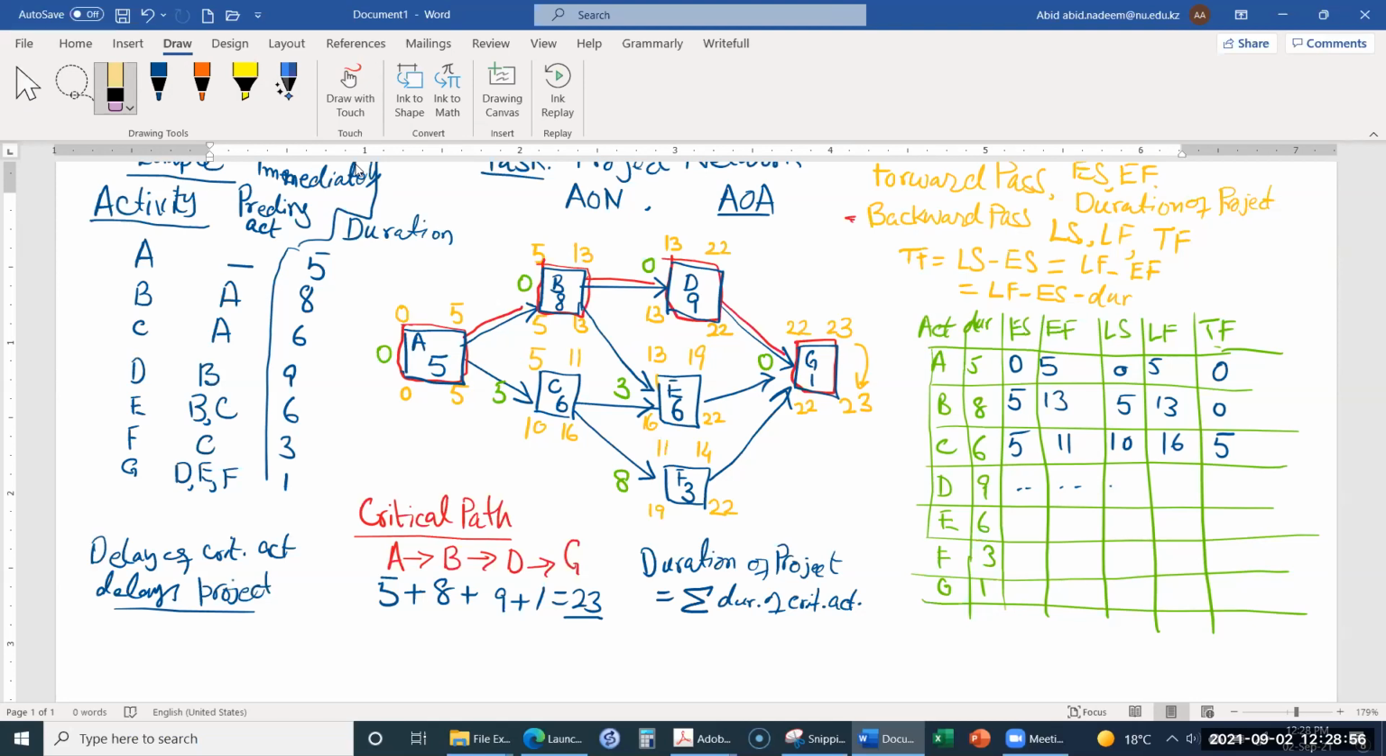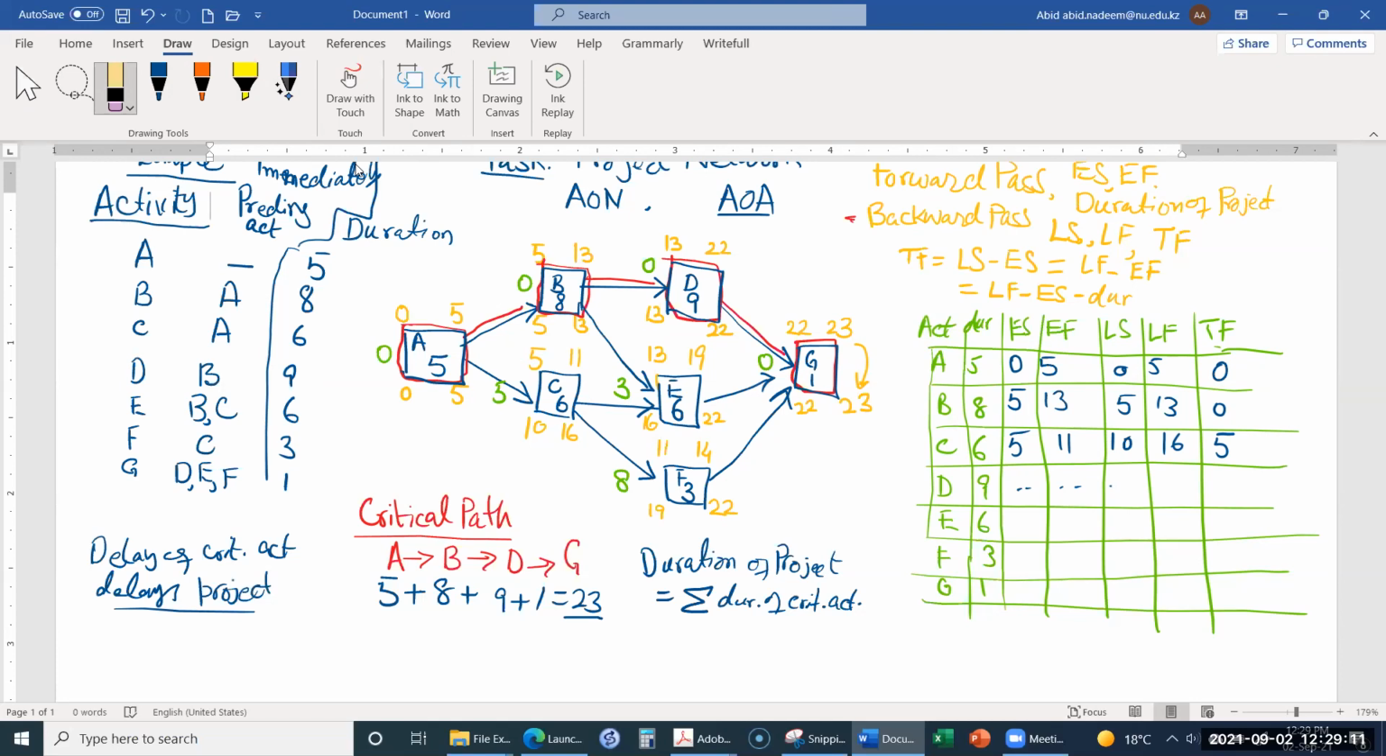I have a question. Do you want to ask any question? Yes. My question is, for example, can a non-critical activity become a critical activity?